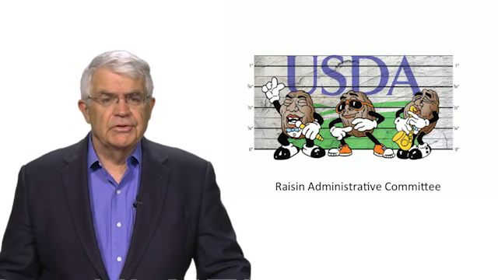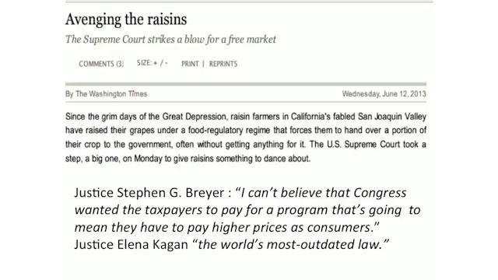It's recently been challenged, because people realize, well, why should you have a government law that makes people pay more for raisins? We're not clear where this is going to turn out, but recently it's been taken to the Supreme Court. Justice Breyer argues he can't believe that Congress wanted the taxpayers to pay for a program that's going to mean they have to pay higher prices as consumers, higher prices for raisins. And Justice Kagan argues this is the world's most outdated law. So they're using these kinds of models and calculations to say, hey, maybe this is not the greatest policy to have, but you don't know that unless you approach it with these kinds of models.